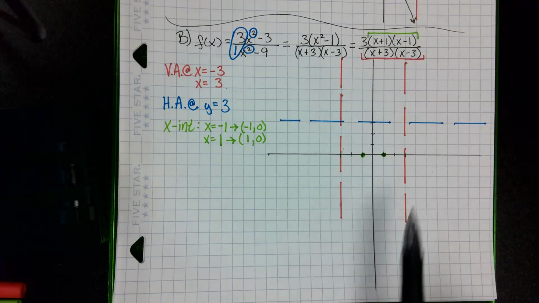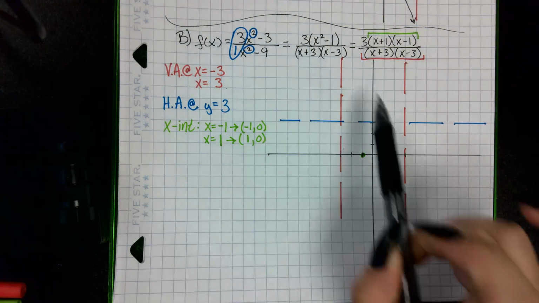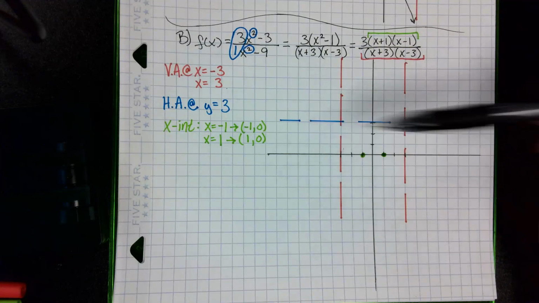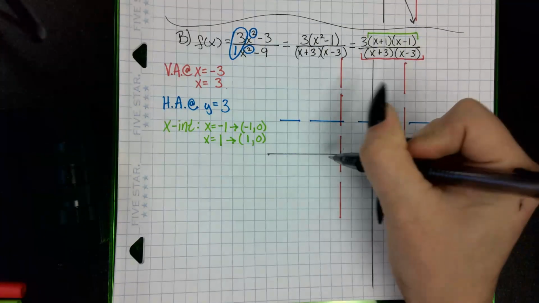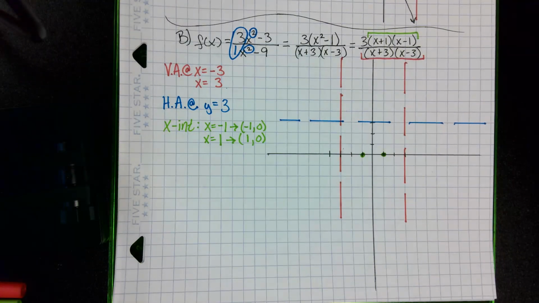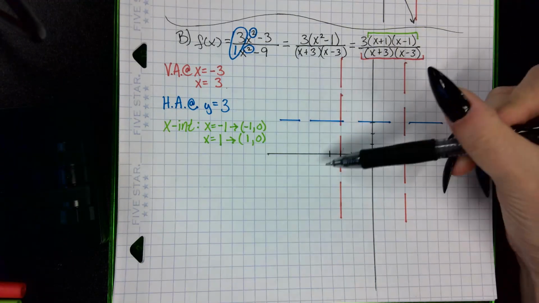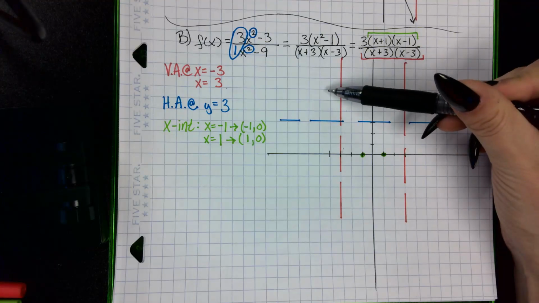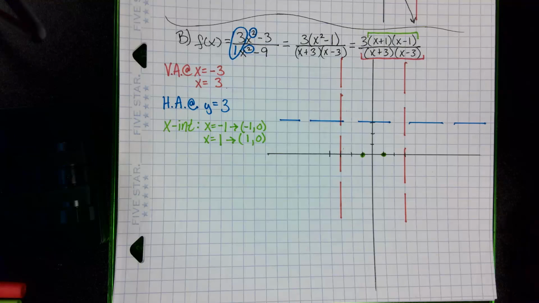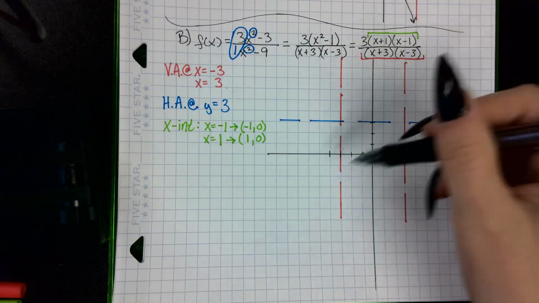But my vertical asymptotes split this into 3 sections: 1, 2, and 3. So I need to know, what does the graph look like on the left? It doesn't really matter where you start. I like to start on the left. So I need a point to the left of the asymptote. The asymptote is at negative 3, so I'm going to use negative 4, because I don't know if my graph is above the horizontal asymptote or below it. But I do know the ends are going to approach the 2 asymptotes, the blue one and the red one. So I'm going to try negative 4.